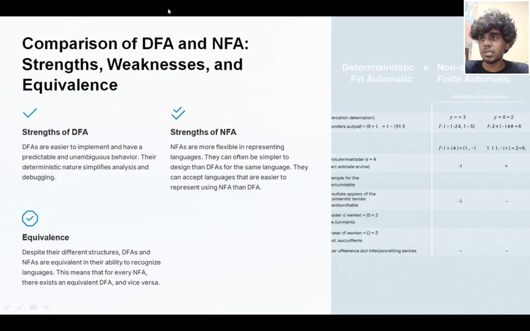Next we go to equivalence. Despite their different structures, DFAs and NFAs are equivalent in their ability to recognize languages. This means that for every NFA, there exists an equivalent DFA and vice versa.